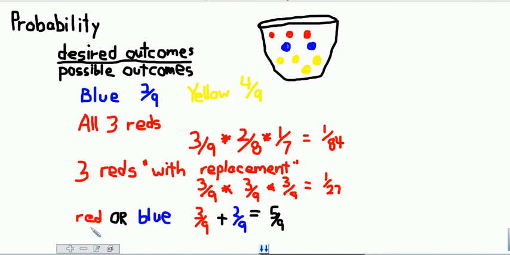What about the probability of getting red or blue? If you're doing an OR probability, add the probabilities together. And that should be kind of intuitive here. If I look at this, the probability of getting red is 3 out of 9. The probability of getting blue is 2 out of 9. I add that together, I get 5 out of 9. Well, all right, red or blue, how many marbles have I got? I've got 5 red or blue marbles out of a total of 9. So my probability is 5 out of 9.